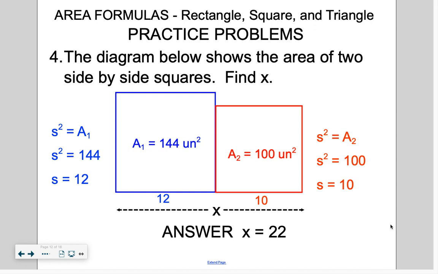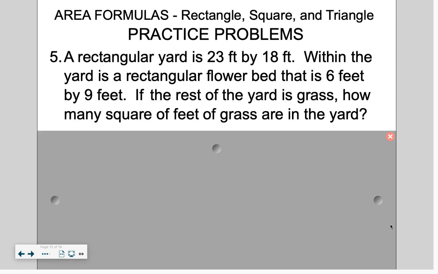Let's try a fifth problem. So we have a rectangular yard that's 23 feet by 18 feet, and within the yard is a rectangular flower bed that is 6 feet by 9 feet. The rest of the yard is grass. How many square feet of grass are in the yard?